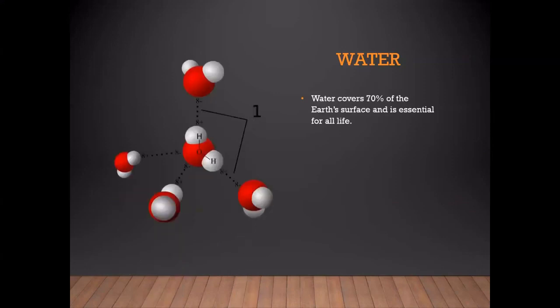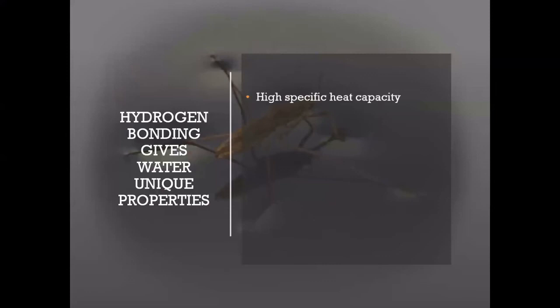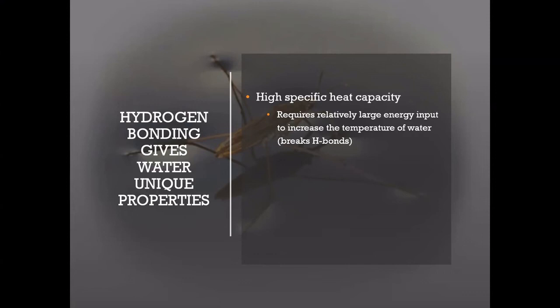Water is a very important substance in the environment and for life. It covers 70% of the Earth's surface. It is a polar molecule. While the molecule itself is covalently bonded, it can form hydrogen bonds with other molecules. This gives water some very unique properties. It has a high specific heat capacity and requires a relatively large energy input to increase the temperature of water, which breaks the hydrogen bonds.